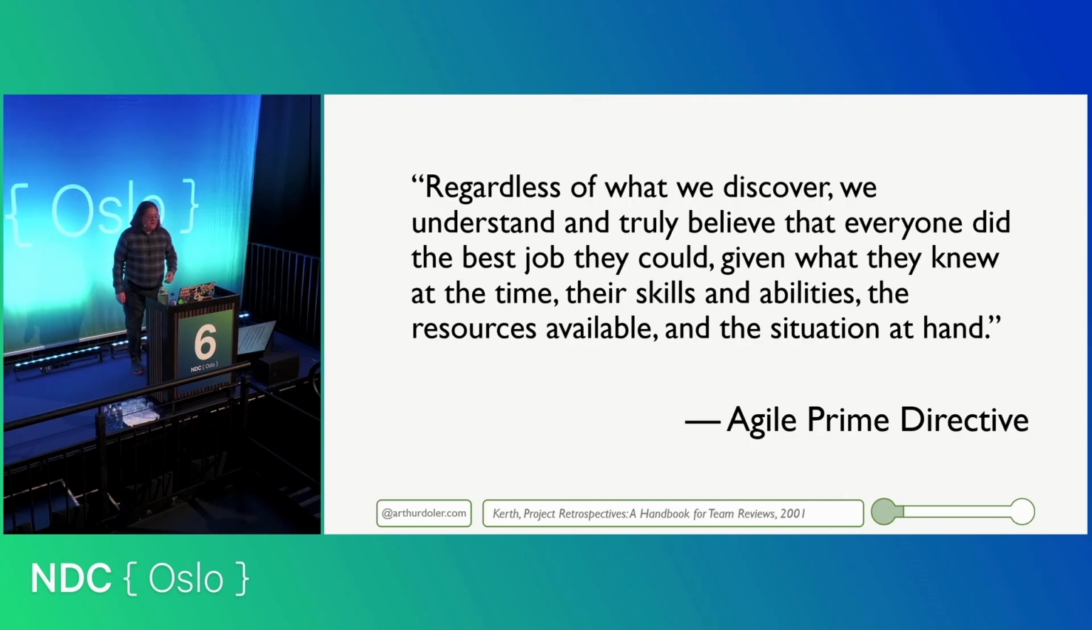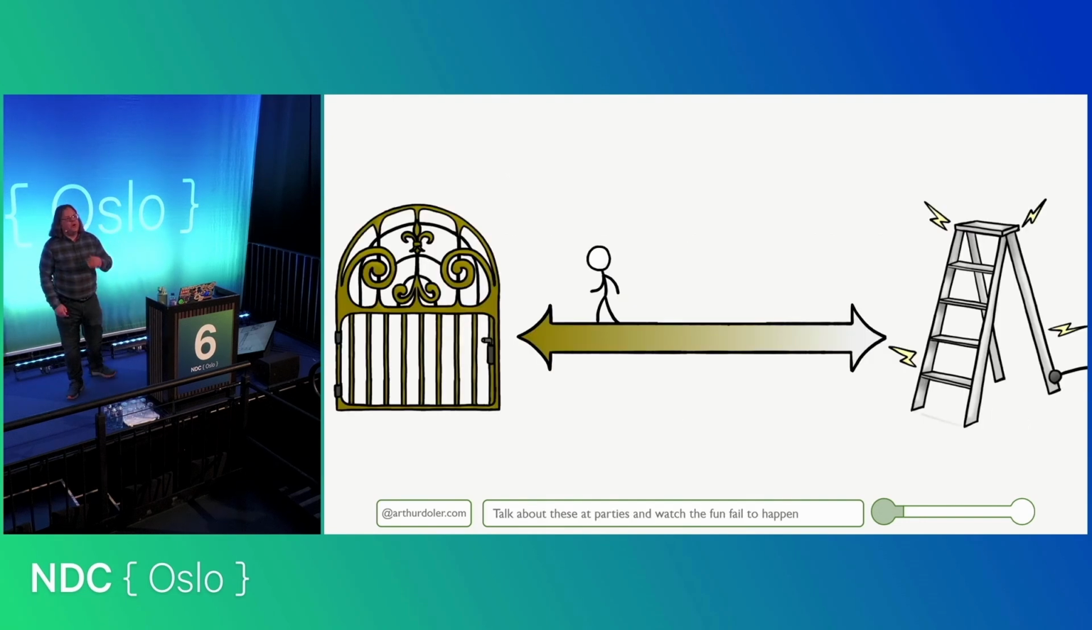The Agile Prime Directive says, regardless of what we discover, we understand and truly believe that everyone did the best job they could, given what they knew at the time, their skills and abilities, and the resources available in the situation at hand. It really only says this in the context of retrospectives. You need to have this thought all the time. This needs to be basically your ethos as developers, reading other people's code. Which is to say, you need to start closer to Chesterton's fence than to the monkey ladder.